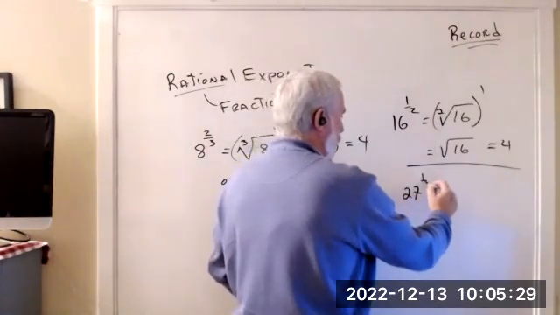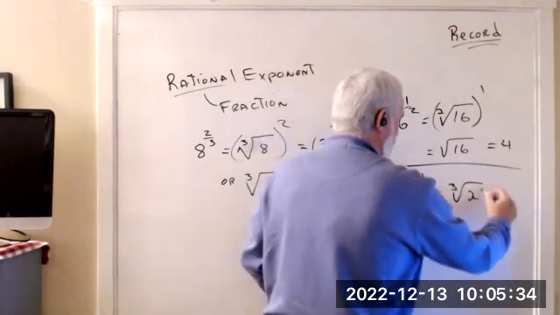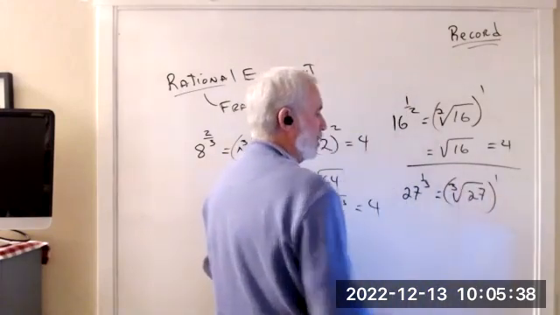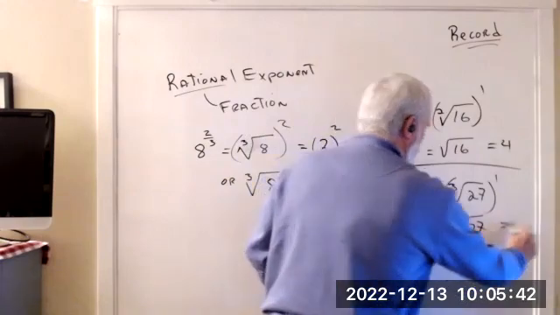So we did this quite a bit. 27 to the 1/3 power becomes the cube root of 27 to the 1 power, which is just the cube root of 27, which is just 3.